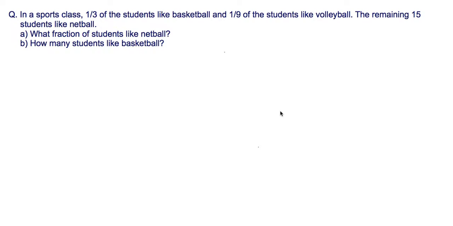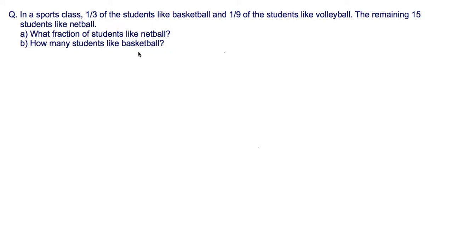Today we'll be solving a word problem on fractions. So let's start with reading the question. In a sports class, 1/3 of the students like basketball and 1/9 of the students like volleyball. The remaining 15 students like netball. Part A of the question is, what fraction of students like netball? And part B is, how many students like basketball?